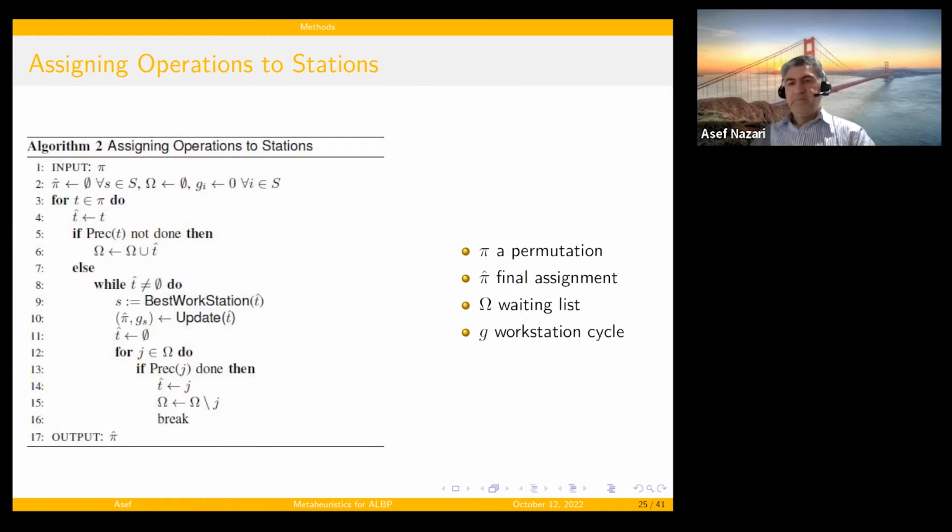And we check whether the precedence is okay, if all the predecessors have already completed or not. If it's okay, we allocate it to the best possible workstation. I'll explain what that means. Otherwise, we put it in a waiting list, and it's going to wait till all its predecessors are completed. By this procedure, we can convert a particular permutation into a feasible permutation that satisfies the precedence order. So the main part of this algorithm is to allocate a particular job to the best station.